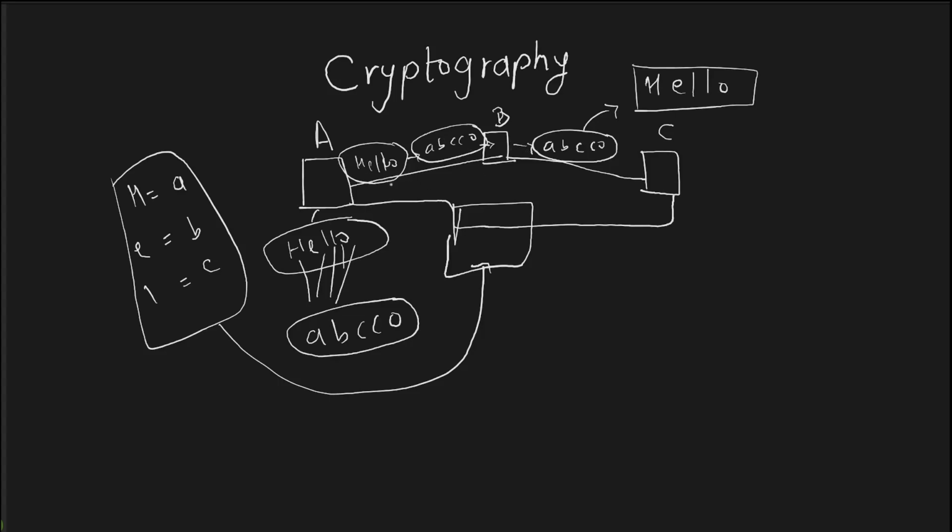The message that we are sending, in our case hello, that A is sending, is called the plain text. Now I used these keys to transform the message into ABCCO. Now this becomes a ciphertext. Now why ciphertext?